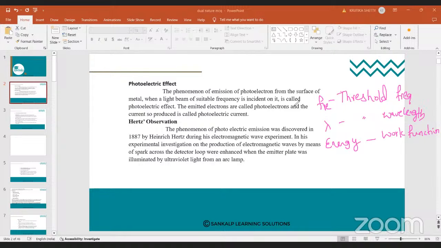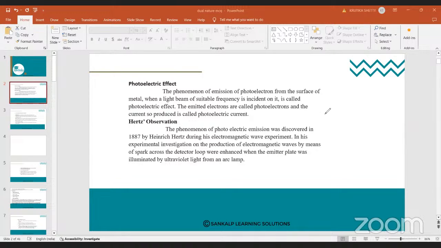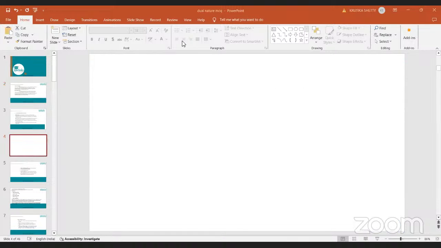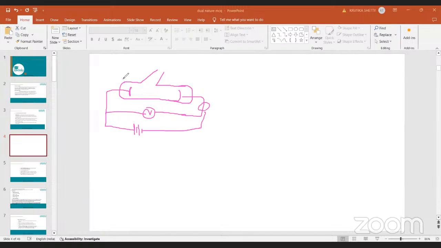So: electron emission, types of electron emission, and the photoelectric effect, along with the related terms, the minimum frequency, minimum wavelength and minimum energy required for the phenomenon. Also, we discussed the experiment, the Hertz and Lenard experiment. Here we consider an evacuated chamber. In the evacuated chamber we have the cathode and the anode, connected to an external battery, a voltmeter, and an ammeter. This is the window.